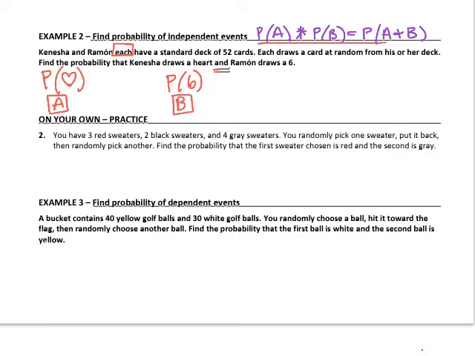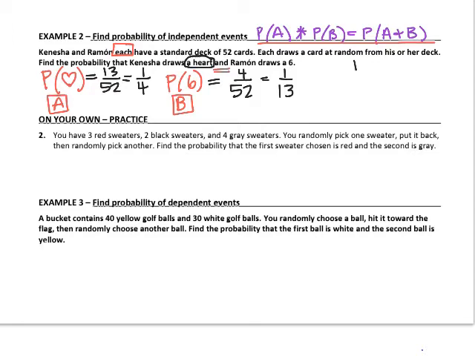And according to our formula, we just need to find those probabilities and multiply them together. So if we recall from the deck of cards, there are 13 hearts out of 52. And if we reduce that, the probability of Kanisha drawing a heart is 1 out of 4 because there are 4 suits. And then Ramon drawing a 6, there's a less chance of him drawing a 6 because there are only 4 out of the 52 cards that have a 6 on them. And if we reduce that, he has a 1 in 13 chance of drawing a 6.